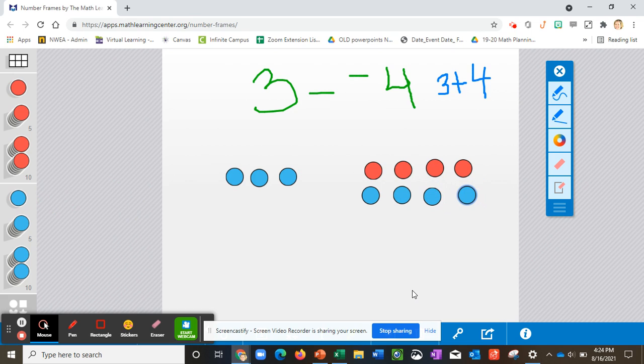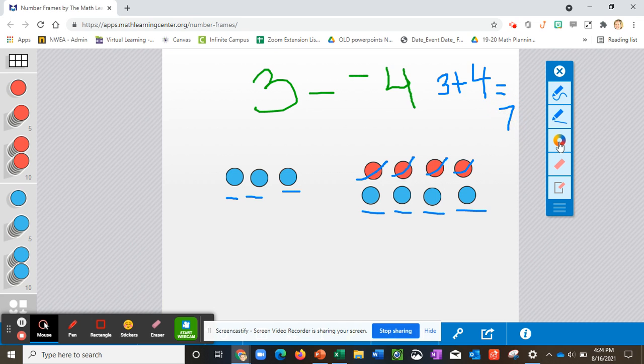So now I have 3, and I'm going to take away 4, okay? So I'm going to take away this one, I'm going to take away this one, and this one, because I'm taking away 4 negatives. And look what I'm left with. 1, 2, 3, 4, 5, 6, 7. I'm left with 7, which is the same as 3 plus 4, okay?